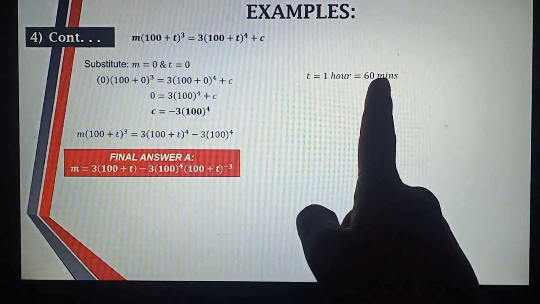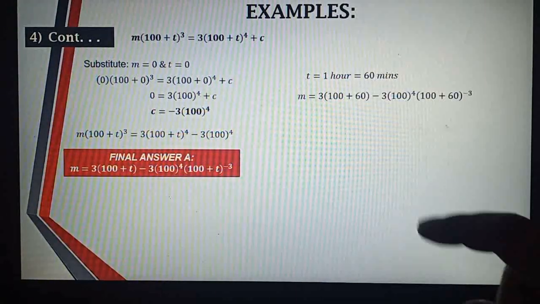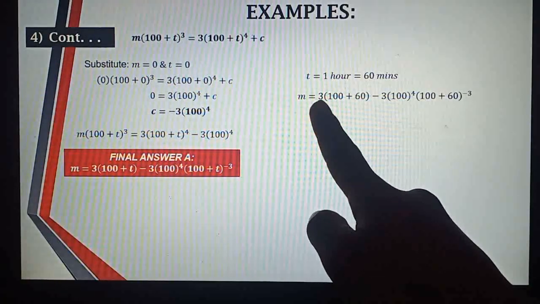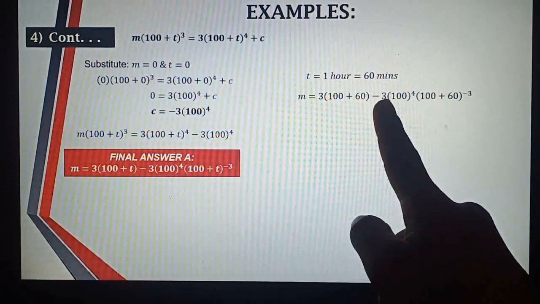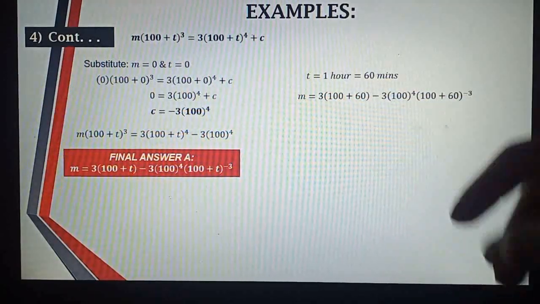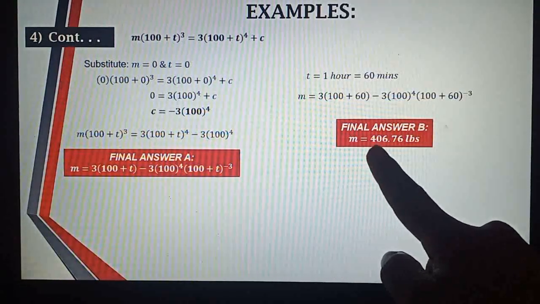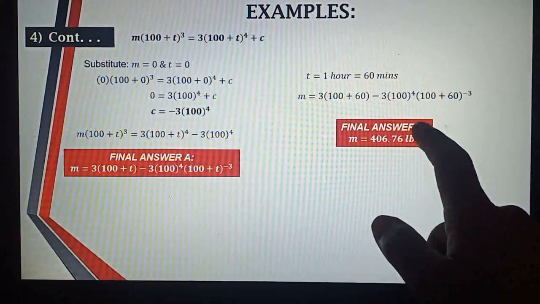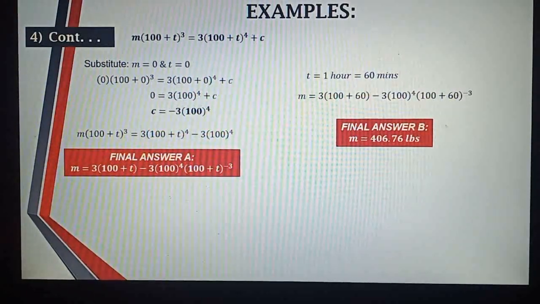So all you have to do is substitute the 60 minutes into the equation of m with respect to t. When we substitute t, you will now have m equals 3 multiplied by (100 plus 60) minus 3 multiplied by 100 raised to 4 multiplied by (100 plus 60) raised to negative 3. So the m in this equation is computed as 406.76 pounds. This is the mass inside the tank after 60 minutes.